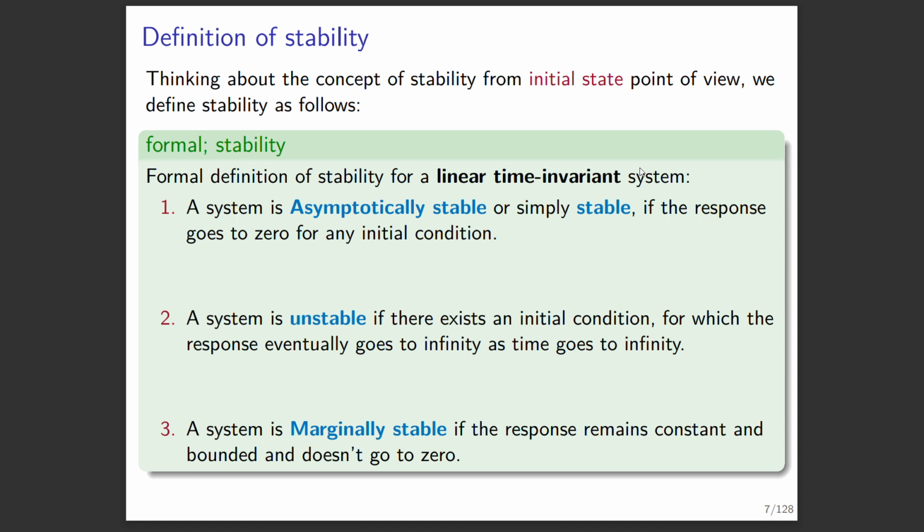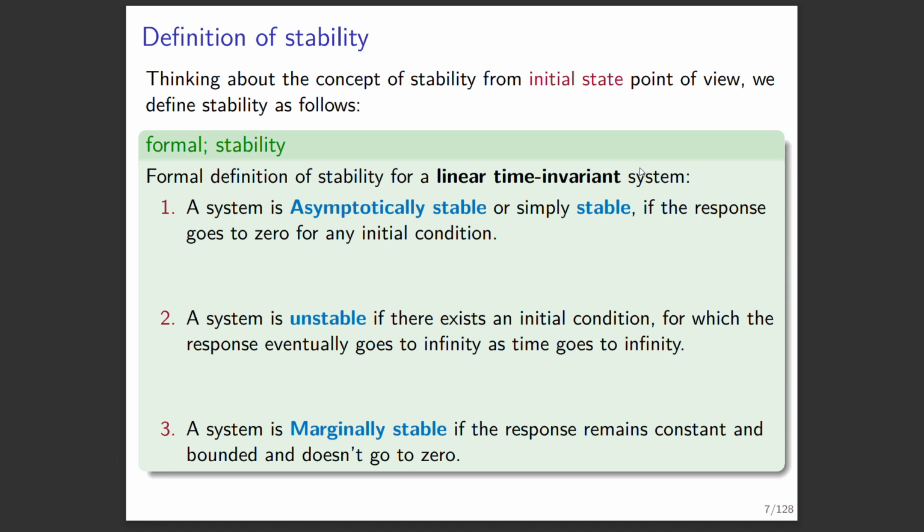An unstable system is one where there exists an initial condition for which the response eventually goes to infinity. So imagine a ball on top of a hill, and imagine if you give that ball a very small amount of force. What happens? Well, the ball is never gonna go back to the point that it started, right? As time goes to infinity, the response is gonna go to infinity too. That's an unstable system from initial state point of view.